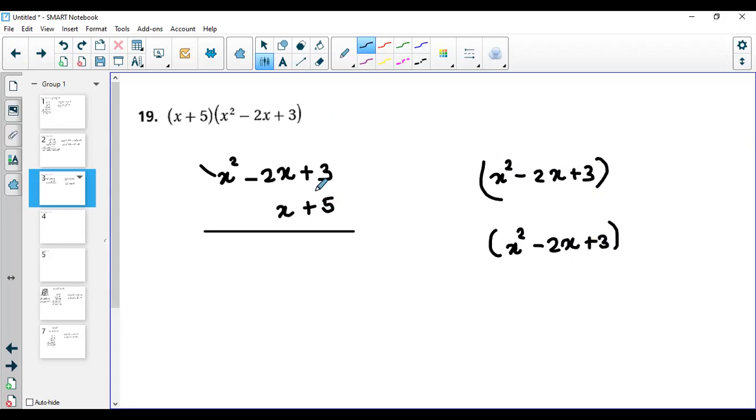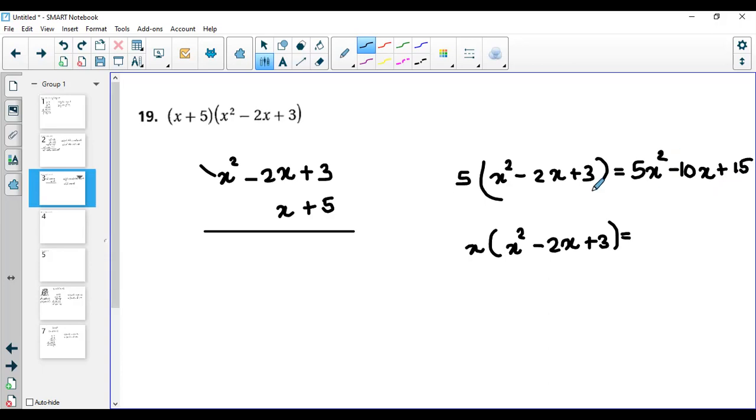First you will multiply with a 5 and then you will multiply with an x. So let's multiply with 5. 5 multiplied by x squared will give me 5x squared. 5 multiplied by negative 2 will give me a negative 10x. 5 multiplied by 3 will give me a positive 15.